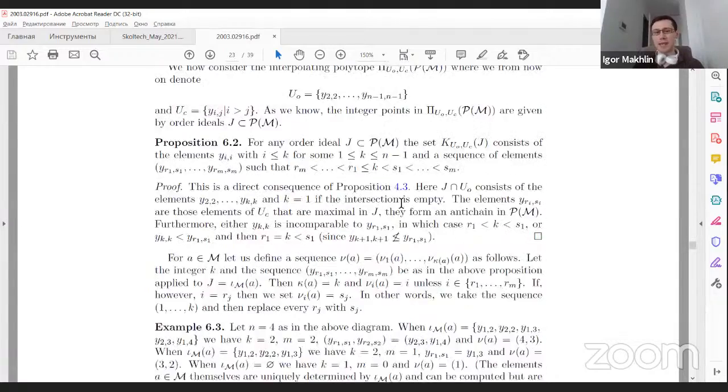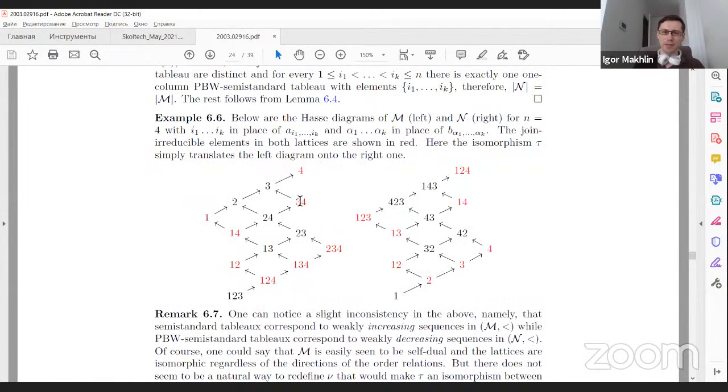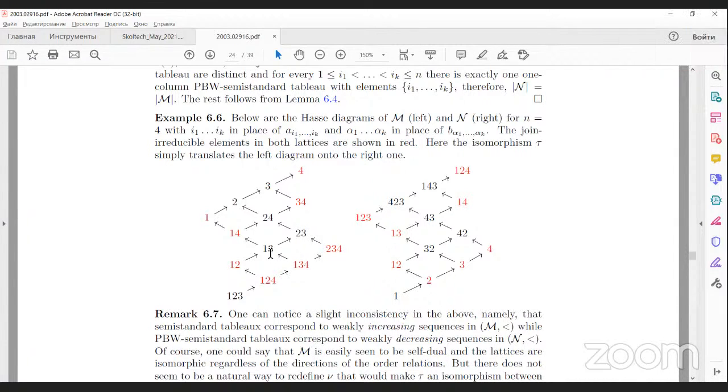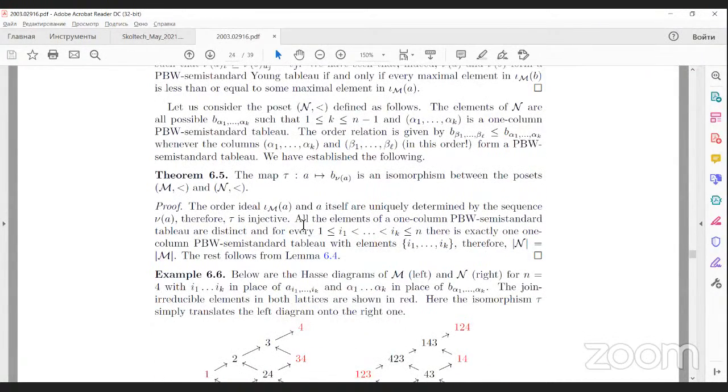So I don't know if I can go into this right now, but a weakly increasing sequence in this lattice is precisely the same thing as a semi-standard tableau. So this order relation is defined by the notion of semi-standardness. Yeah, so this is a very natural lattice, and this is what Gonciulea and Lakshmibai considered in their paper.